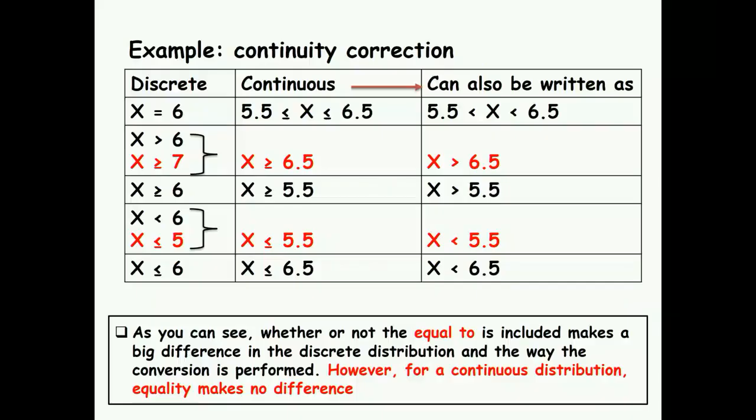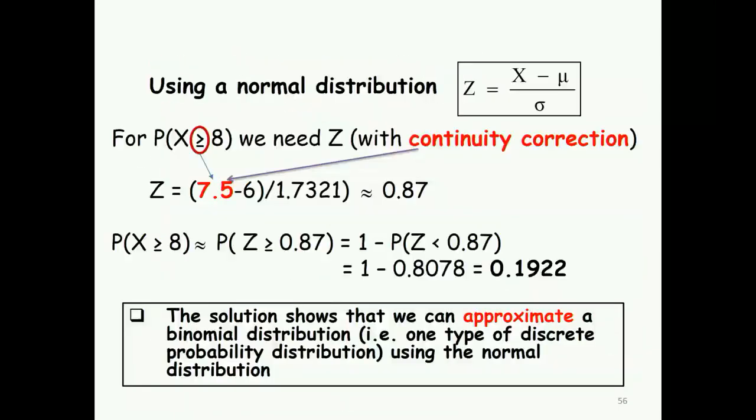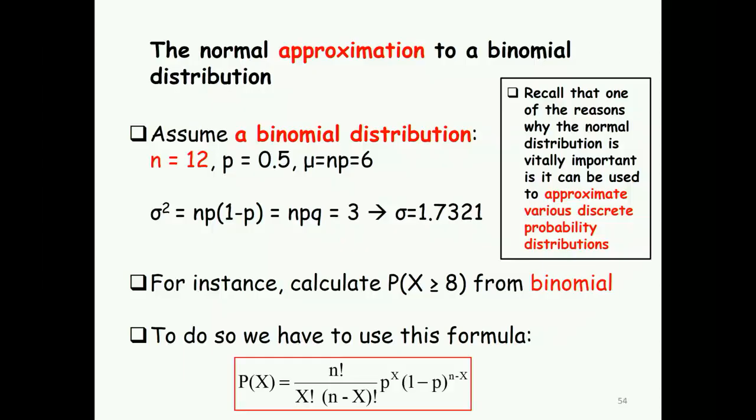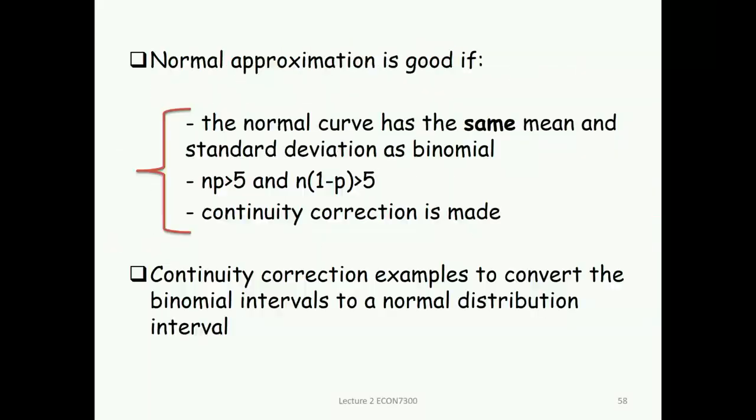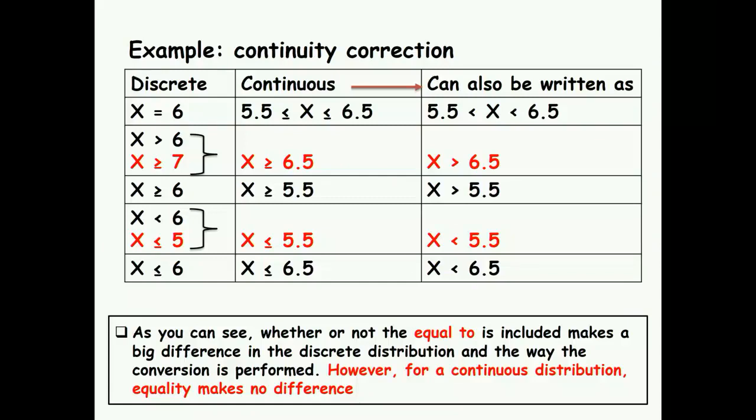This is fine. These are the possible cases, maybe not in your lecture note. You could simply look at it, but then I will upload them. If this question were equal to 6, then you make the continuity correction 5.5, 6.5. If it is greater than 6, what does it mean?